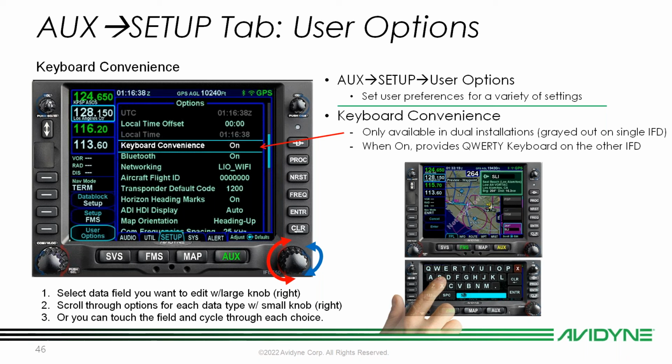If you have that set to on for both IFDs, if you need to punch anything in on a keyboard, if you tap the screen on the top IFD, your keyboard's going to pop up on the bottom IFD, and vice versa, right? If you're needing to enter something on your number 2 IFD, the keyboard's going to show up on the number 1. So it's going to pull up that QWERTY keyboard on the other IFD if you have keyboard convenience set to on.